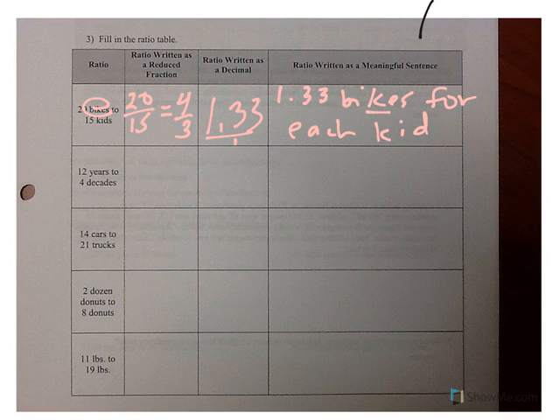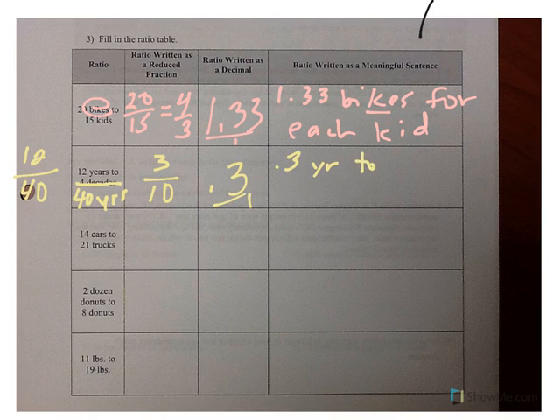Now, in the second one, we have 12 years to 4 decades. Well, remember, as I just said, there are 10 years in each decade. So this is the same as 40 years. So if we have 12 over 40, 4 goes into each one of those. So I end up with 3/10, which is 0.3. So we would say there's 0.3 years to each year. And you might say, that doesn't make any sense. Well, let's say that one person says they spent 12 years in prison, one person spent 40 years in prison. That means for each year that the 40-year person spent, the other person only spent 0.3 of a year.